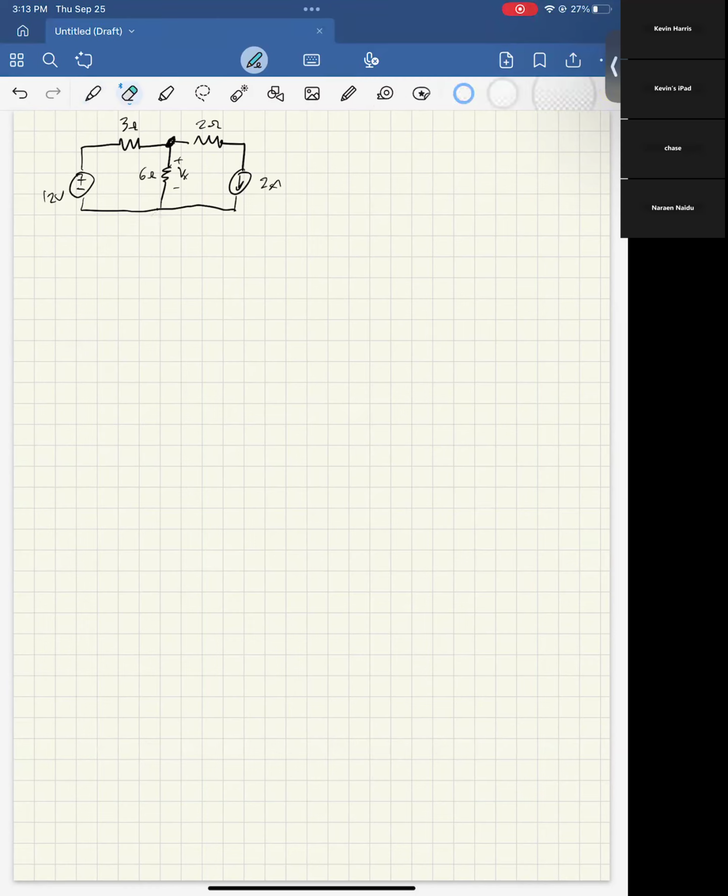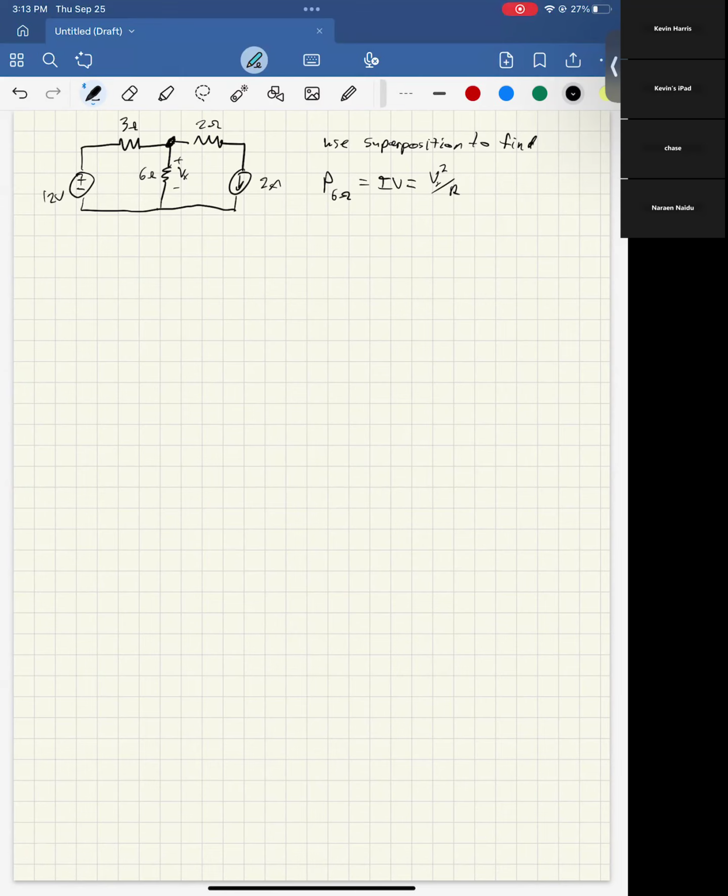But for this question, it is explicitly asking you to use superposition to find the power of the 6 ohm resistor. If you remember, that is going to be equal to IV, which is equal to V squared over R. So if you just find V squared, or in this case it'll be Vx because that's what's labeled on the diagram, if we can find Vx, then we can find our power.